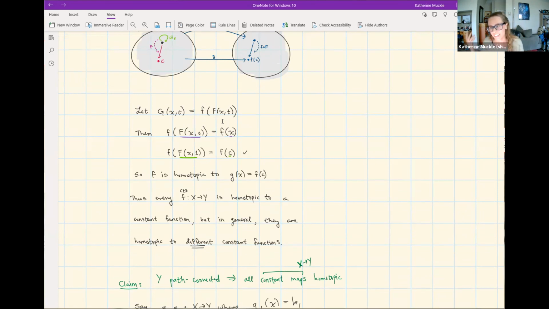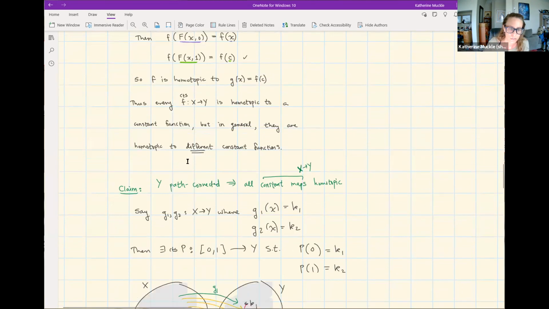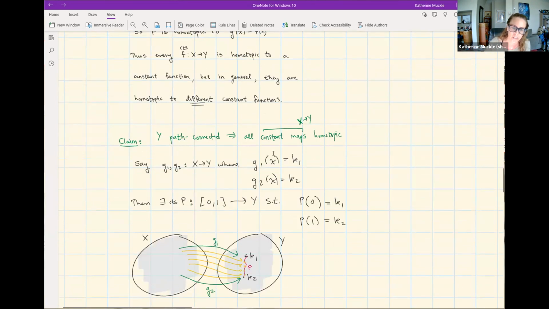Okay, and then I guess I said this already, but just to reiterate, every continuous function f is homotopic to a constant function, but they're all homotopic to different constant functions. So to rectify that, my claim is that if y is path connected, then all of the constant maps are homotopic to each other. So say that g1 and g2 are just two constant functions from x to y.